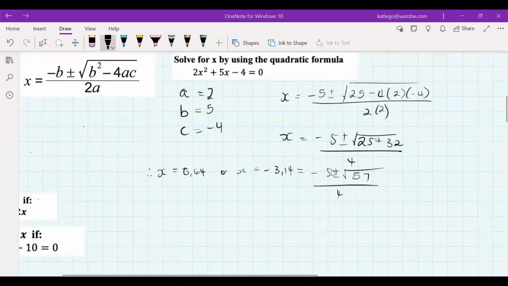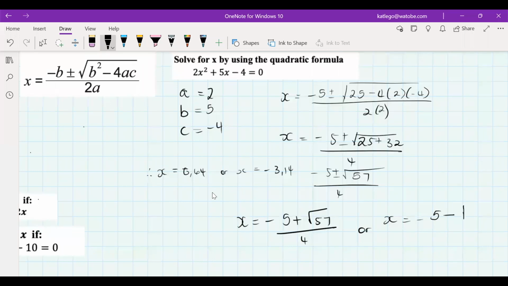So first, okay, this plus minus might be what's confusing you. After this, you're going to say, so x is equal to -5 plus the square root of 57 over 4, or x is equal to -5 minus the square root of 57 over 4. So you do them separately. See, you get it.